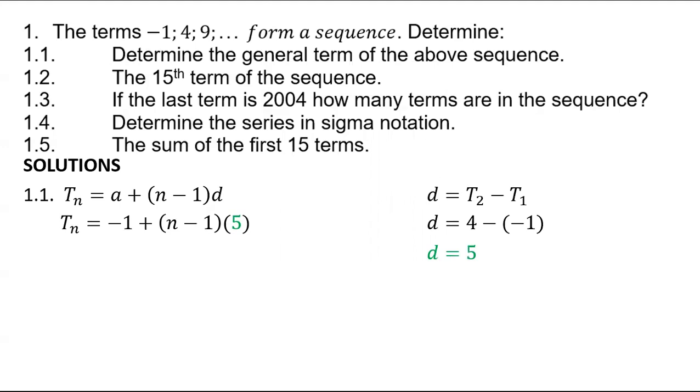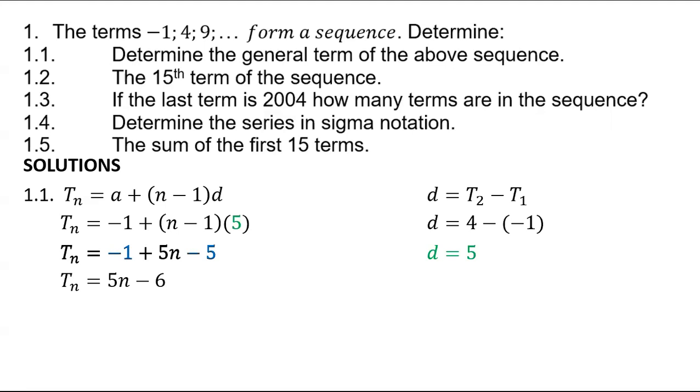Break the bracket in the second term by multiplying out by 5. 5 times n will give you 5n, and 5 times -1 will give you -5. -1 and -5 are like terms, so we are simply going to add them. Fortunately, they've got the same signs, so we keep the sign and just add 1 with 5, and that'll give us 6. So we have 5n minus 6, and that is your general term. Done.